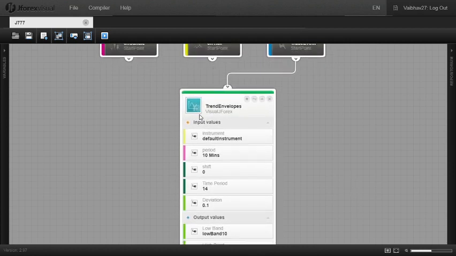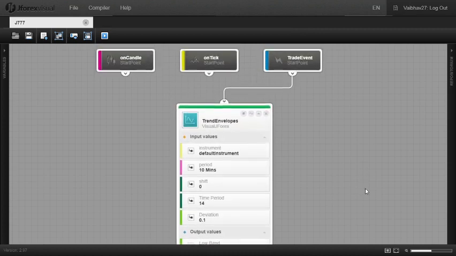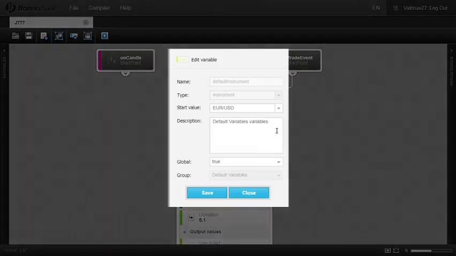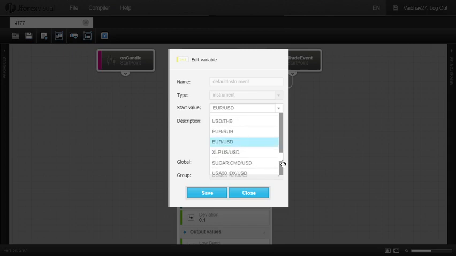Coming to its input parameters, the first input is the instrument of your choice. It depends on which instrument you want to work with, whether you want to keep the EURUSD or any other instrument. It's always the choice you have to make, and as long as the instrument is supported on this platform, you can take it from all these listed instruments. So that's the basic part.